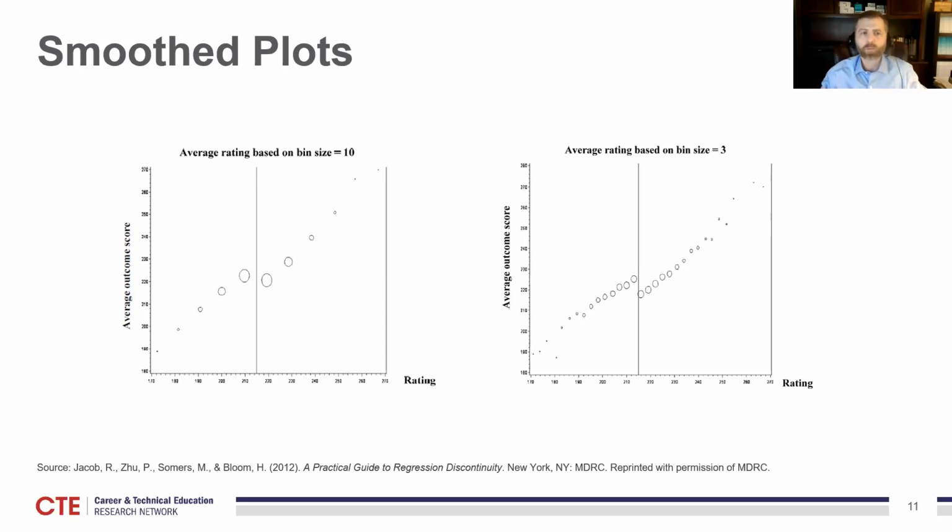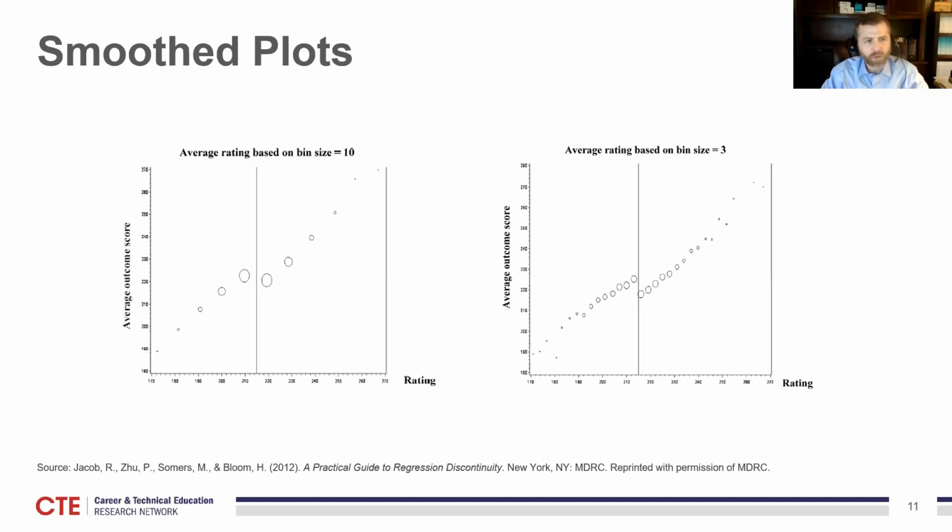Again, remember the purpose of this is to give you an easier way to judge whether there's a discontinuity at that cutoff. That's really what you need to apply the RDD: you need to be able to see that there's a jump in the outcome at that threshold score. So you can see that these smooth plots make it a lot easier to make that determination than just looking at the raw data. Obviously they're consistent with that raw data, but these make it easier to see.